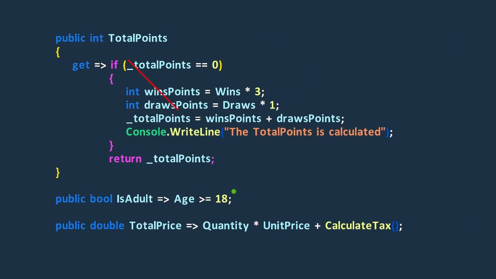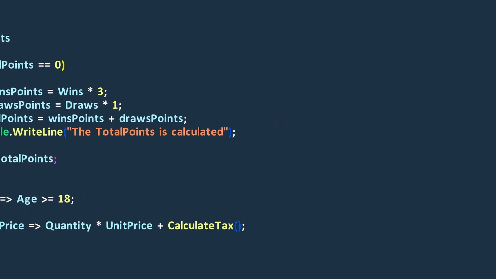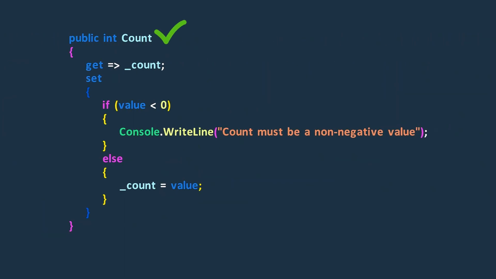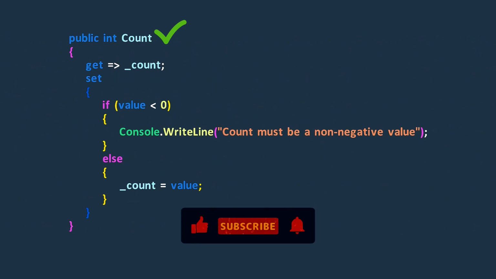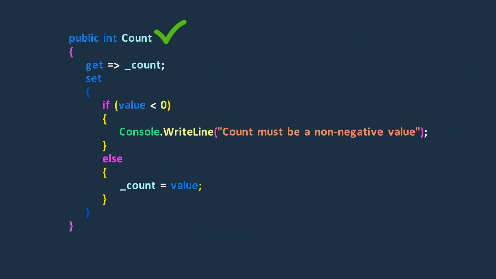Alright, it's crucial to note that expression-bodied properties can only handle properties with a single line statement. If we require more complex logic or multiple statements within a property, we still need to use the traditional syntax with explicit curly brace blocks.